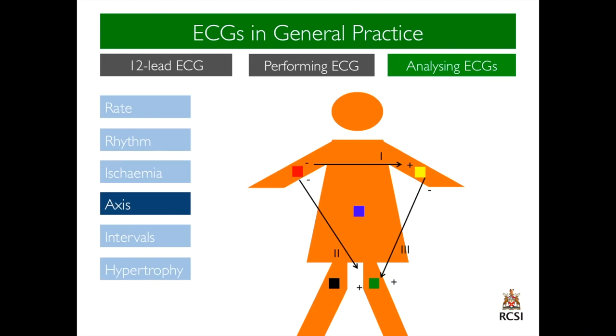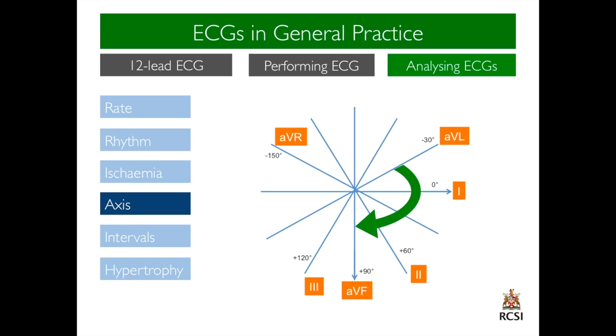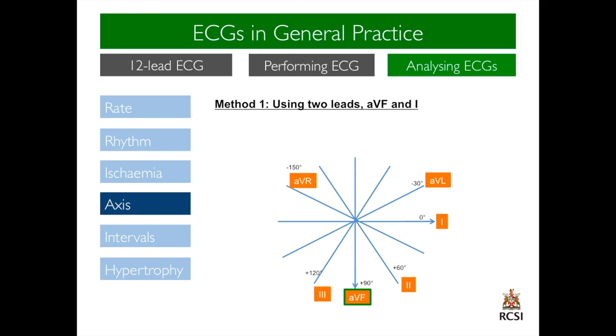In terms of axis, we've already discussed the limb leads and the augmented limb leads, and we've inferred that they have a vector associated with each lead. If we graphically represent the vectors as such, lead 1 and lead AVF being 0 and 90 degrees, and the other leads as so, we know that a normal cardiac axis is between minus 30 degrees and plus 90 degrees. Left axis deviation is beyond minus 30 degrees, and right axis deviation is beyond plus 90 degrees. There are 2 methods to calculating the axis.